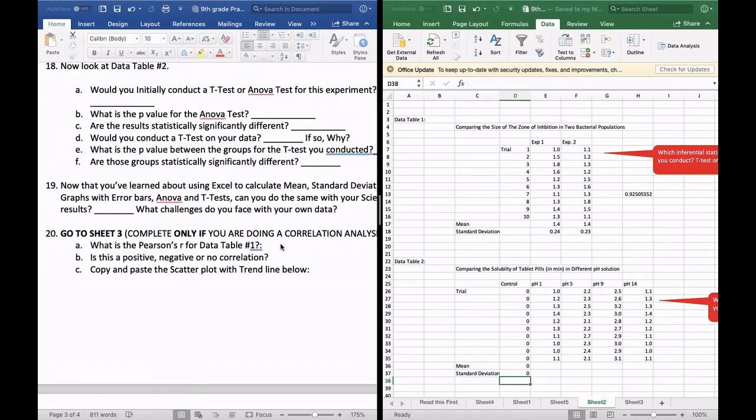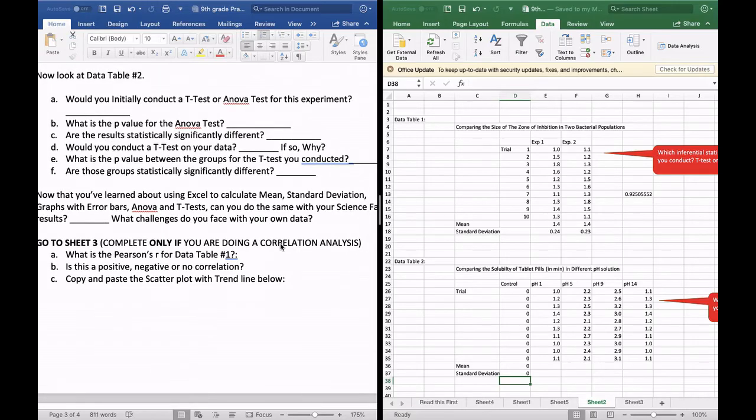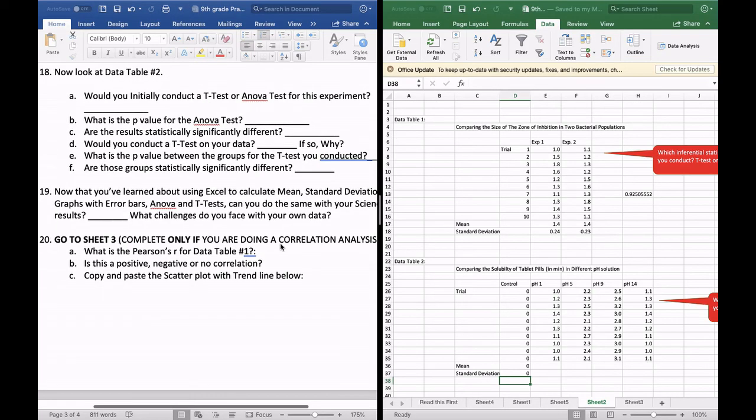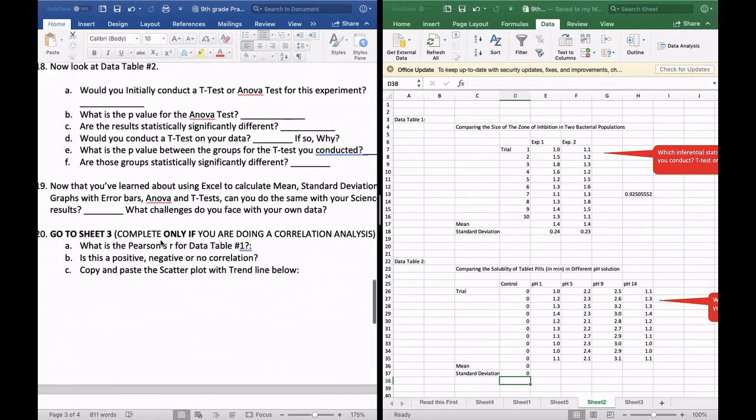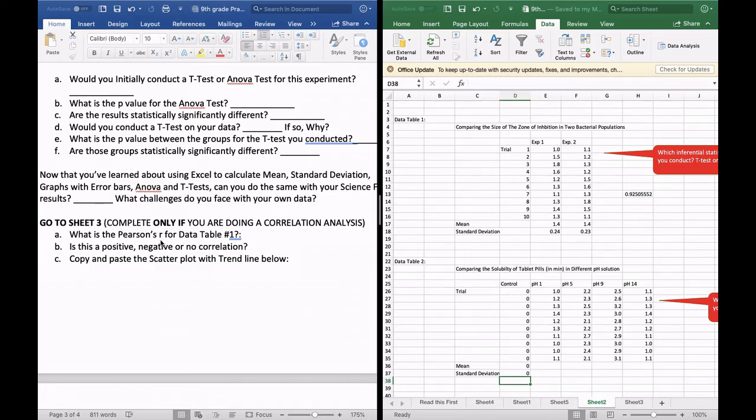So if you are not doing an experiment where you have to correlate data, you can stop watching right now. But if you are doing an experiment where a correlation analysis is needed, a Pearson R is needed, then continue watching.